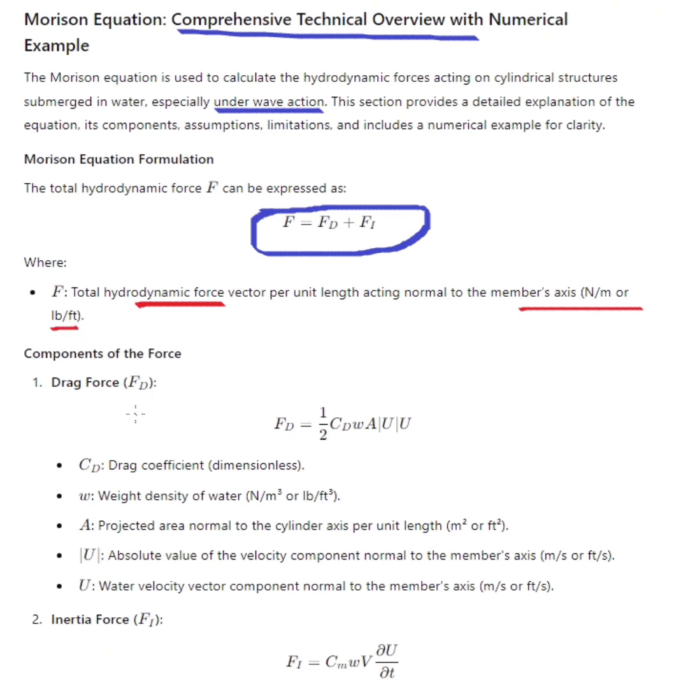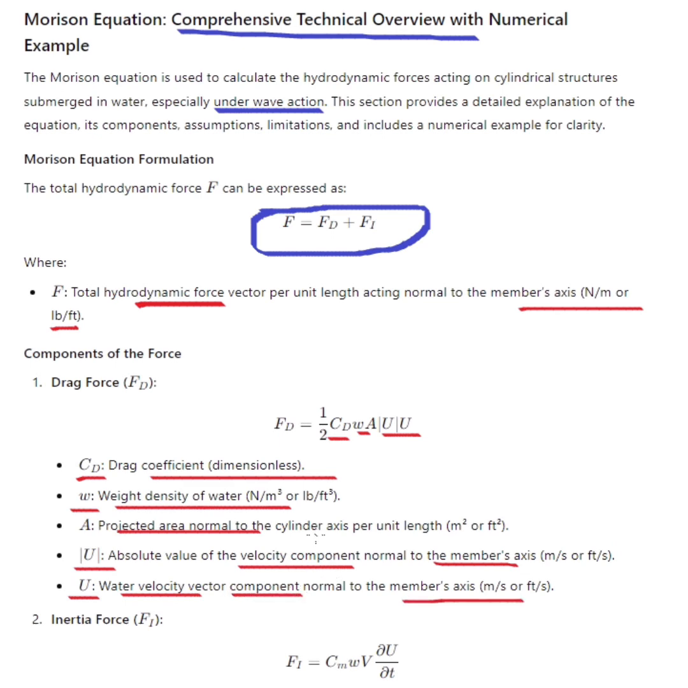Drag force. Drag force Fd equals 1/2 into CD into W into A into |U| into U. Here CD is the drag coefficient, which is dimensionless. W is the weight density of the water. A is the projected area normal to the cylinder axis, and |U| is the absolute value of the velocity component normal to the member axis, and the other U is the same water velocity vector component normal to the member axis.